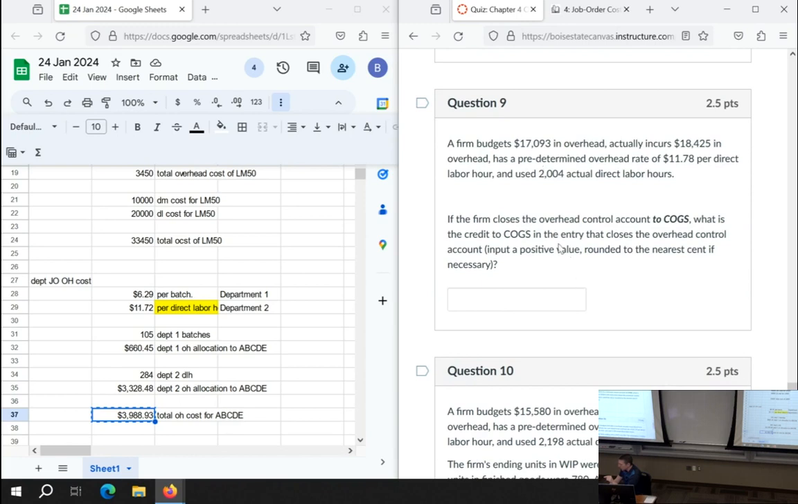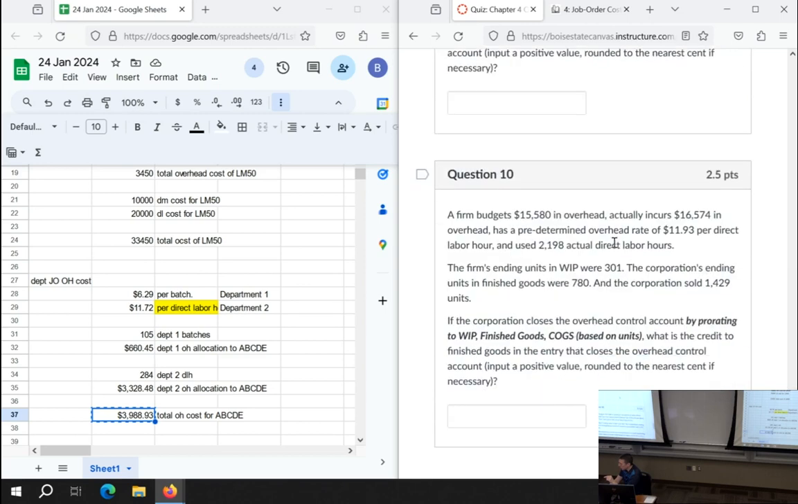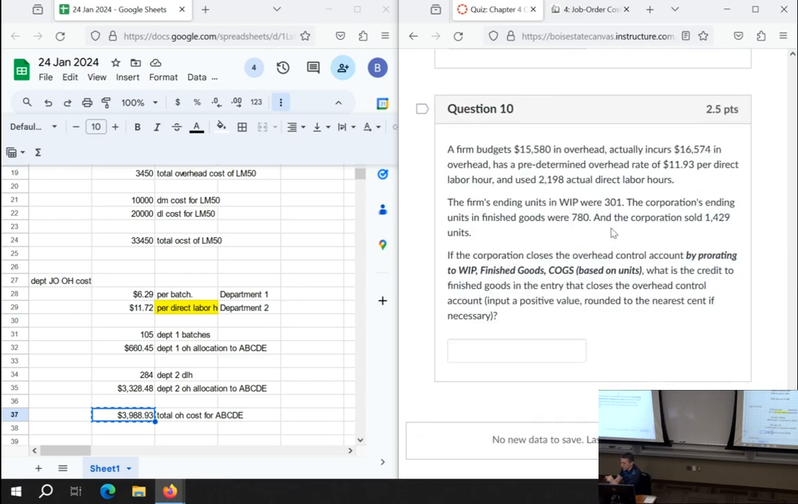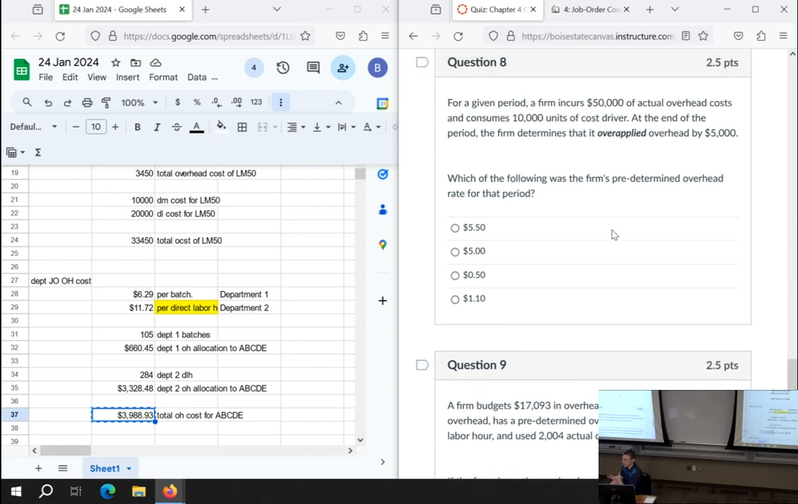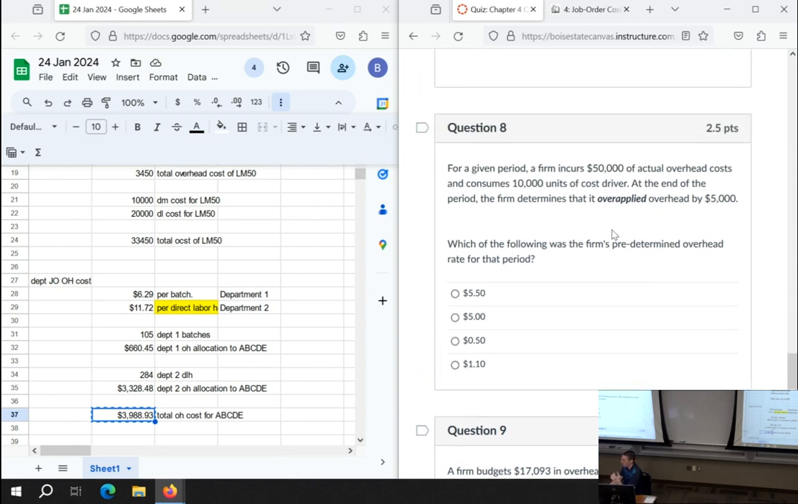We also have "we close overhead to COGS." What's the COGS? We can do a couple of these. We can do all three of these if we want. Does that work? We didn't just spend a lot of time on that on Monday. I don't think, did we do a question on that on Monday? I think I talked about it.